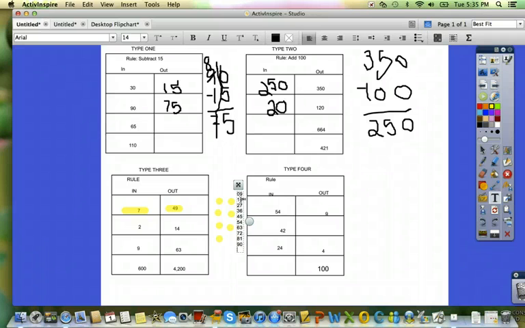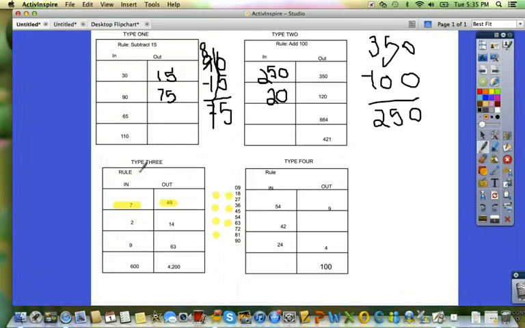and start again at the bottom or back at the top, counting backwards or counting up, would help me to figure out my 9s. So I look at 63, and let's count down. 1, 2, 3, 4, 5, 6, 7. So yes, 9 times 7 works. So I know that my rule is times 7.